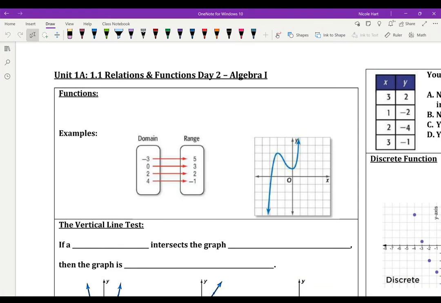Okay, everybody, we are going to talk about relations and functions day 2. We are going to talk more about functions today. Yesterday, we talked about relations.